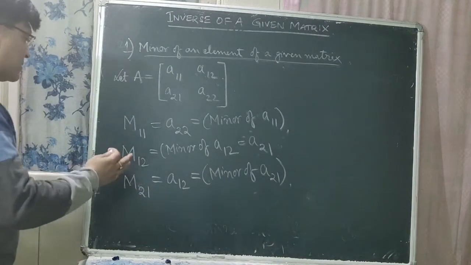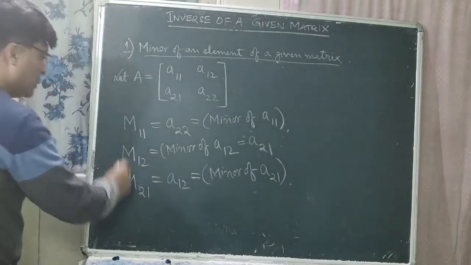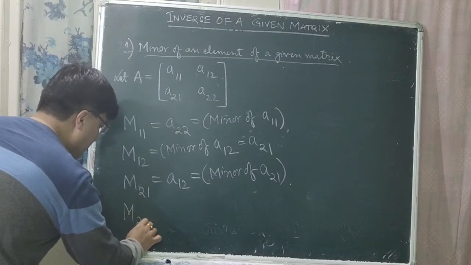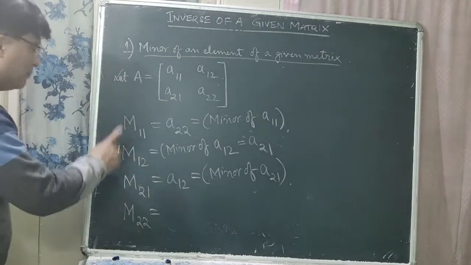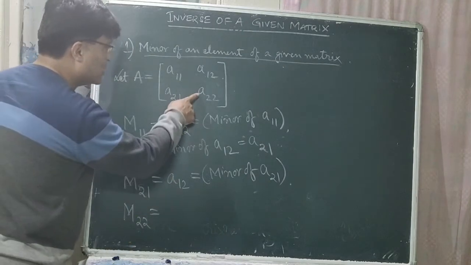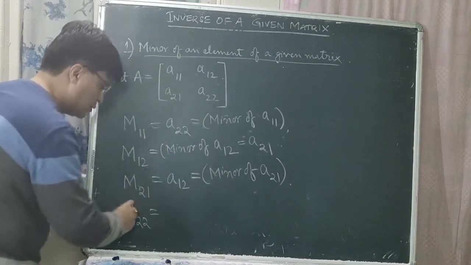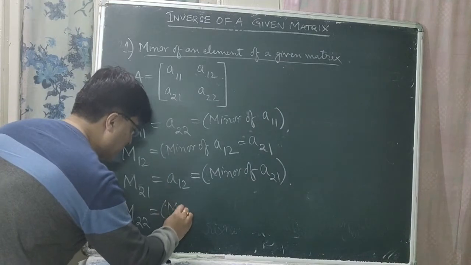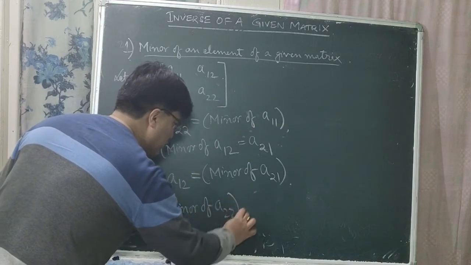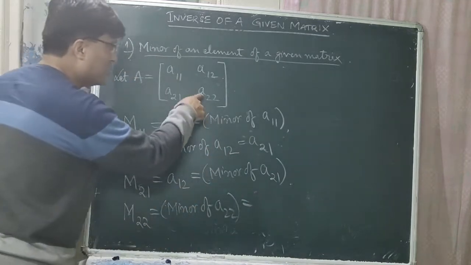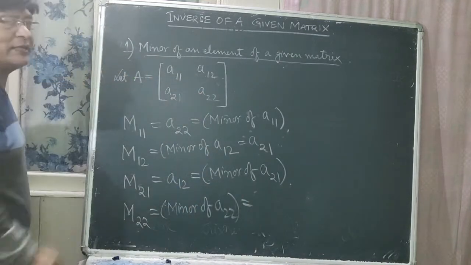Okay, so next one is M22. What do you mean by M22 now? What do you mean by M22? M22 is the minor of the element small a22. So M22 is the minor of small a22, which is obtained by deleting the row and the column through the element a22.